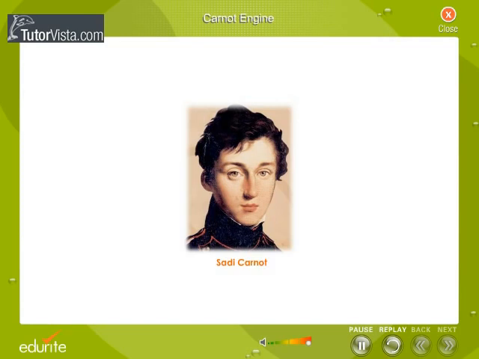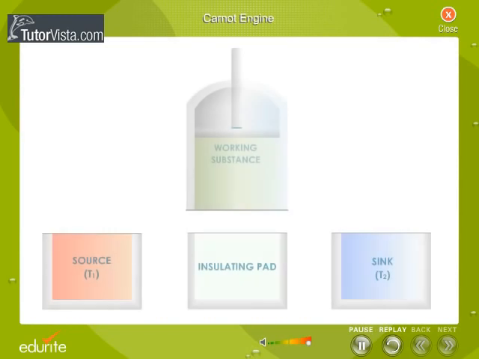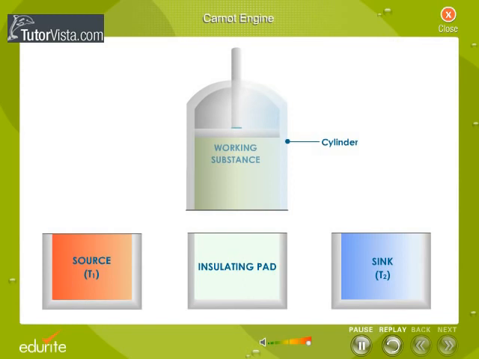Sadi Carnot devised an ideal heat engine free from all imperfectness of the actual heat engines, and hence it is not possible to generate such an engine in actual practice. Carnot's heat engine consists of five main parts, namely the cylinder, source, sink, working substance and an insulating pad. Let us now learn about these main parts.